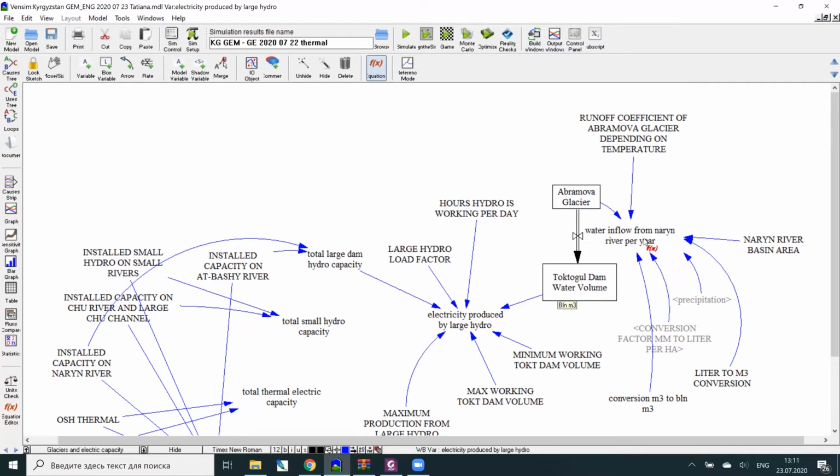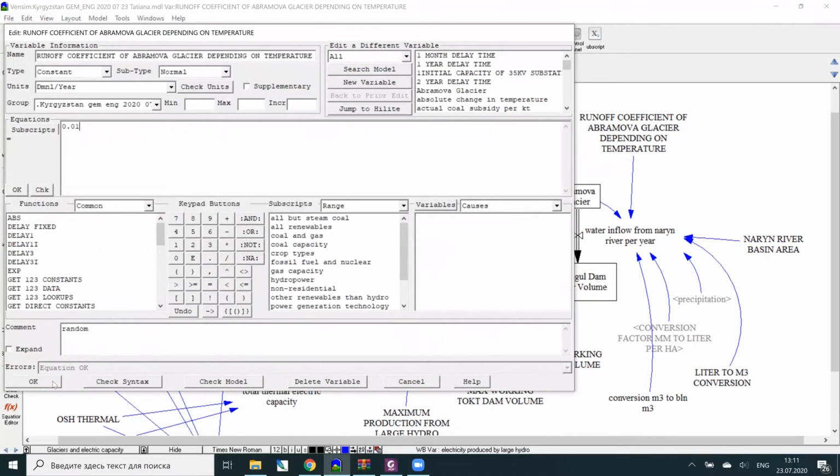And here I wanted to show that it depends both on melting of the glacier and on the rivers, and the runoff of glacier depends on the temperature. Here, I haven't connected it to anything of temperature. It's just random. I just put it here because I don't know how to connect it yet.